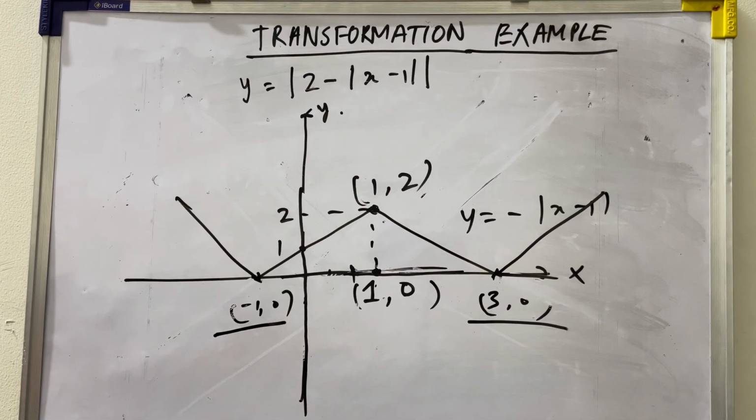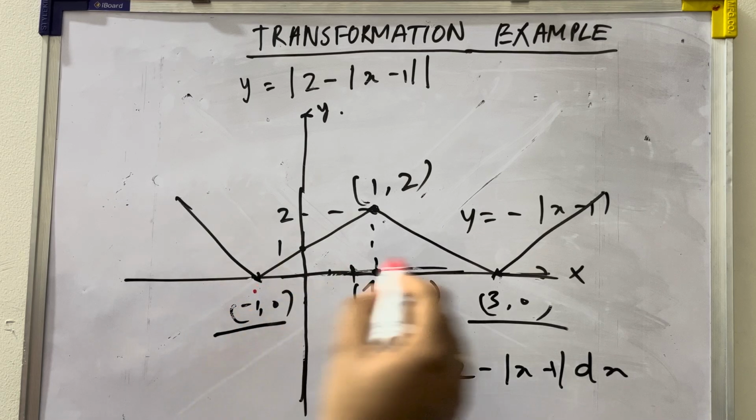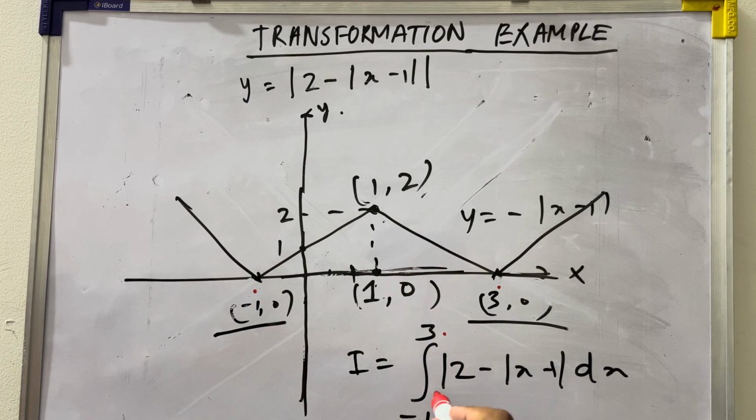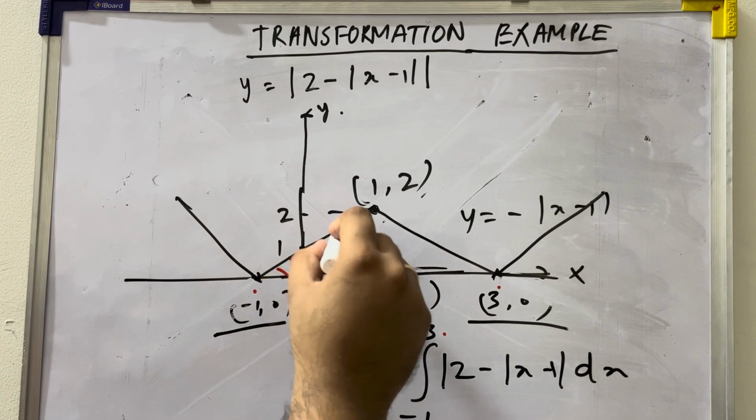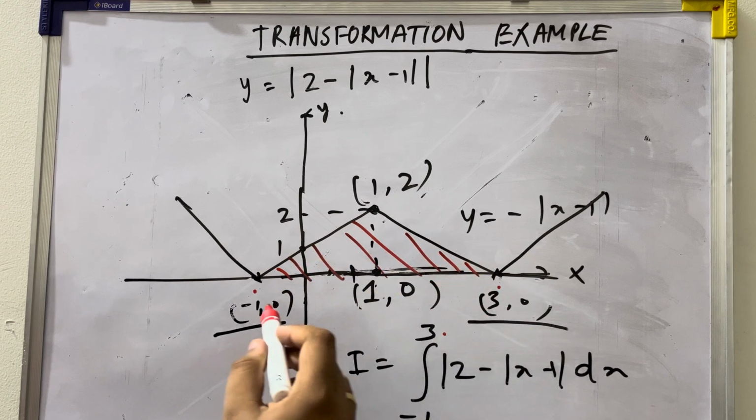You could have got a question, students. Solve the problem: integral from minus 1 to 3 of mod of 2 minus mod x minus 1, dx. So say for example you have been asked this question, guys. What will be the answer of this question? Basically from minus 1 till 3, the area under the curve is this one. So basically they are asking you the area of this triangle. You know this.